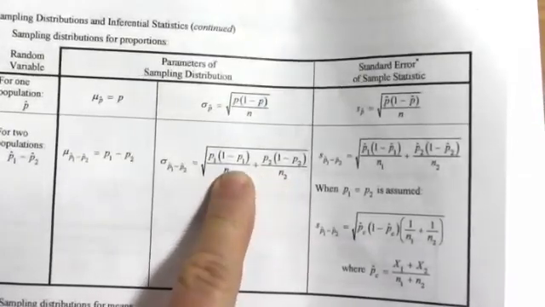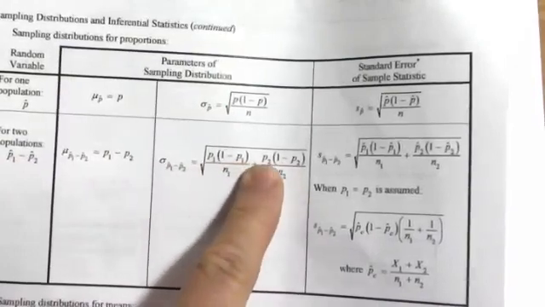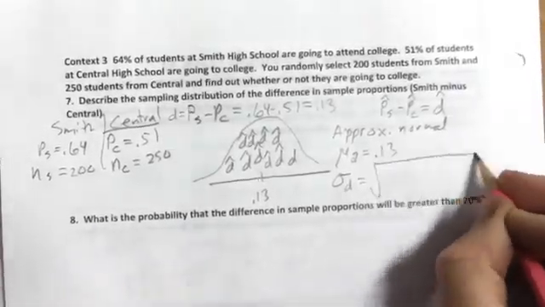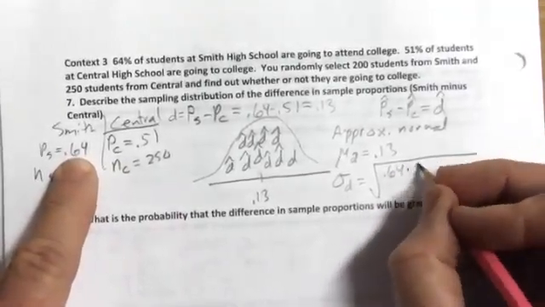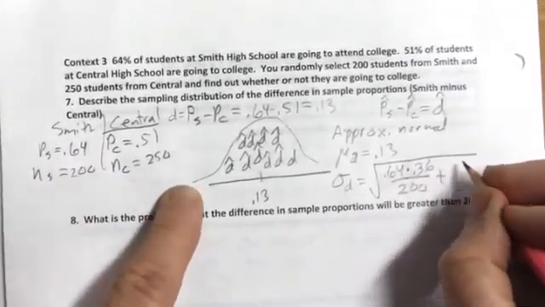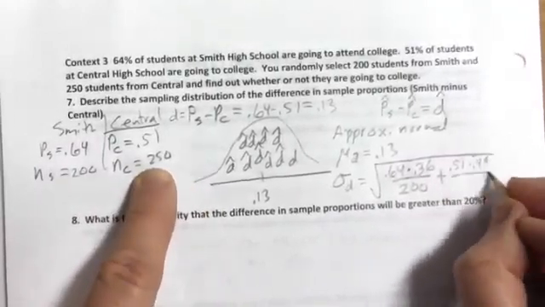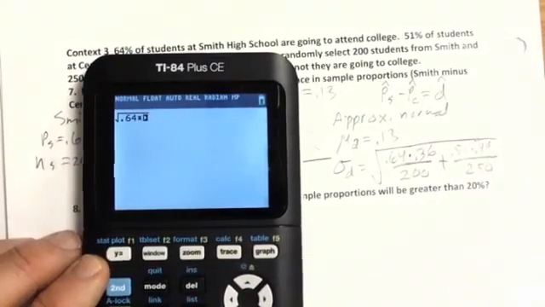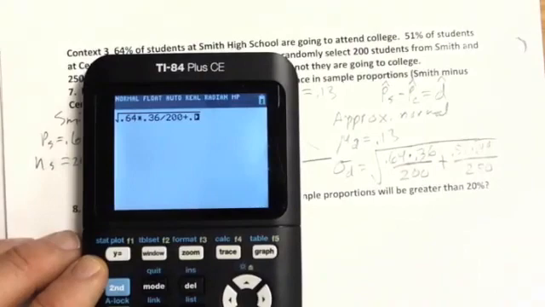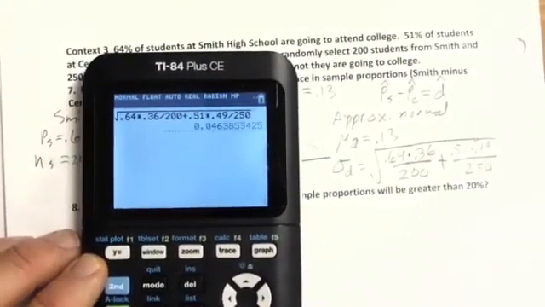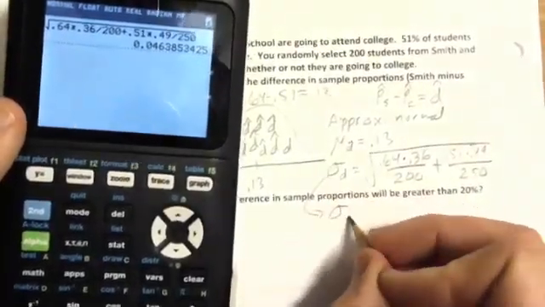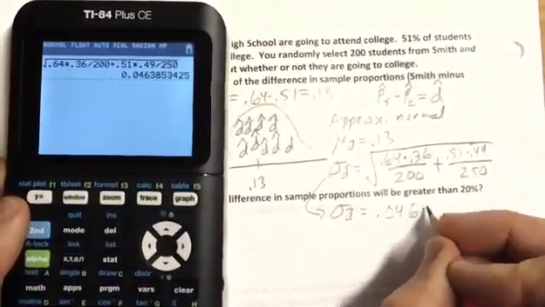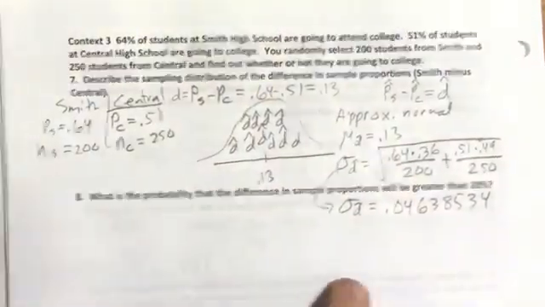This relates to when we subtract random variables: we have to add the variances, so we square them, add them, and take the square root. That's what we're doing here. We're taking this for both samples, squaring it, adding it, and taking the square root. So this would be the square root of 0.64 times 1 minus that, 0.36, over 200, plus 0.51 times 0.49 over 250. Let's see what we get. The sigma of our differences is equal to 0.04638534. It's good to have a decent number of sig figs to use in my calculation.